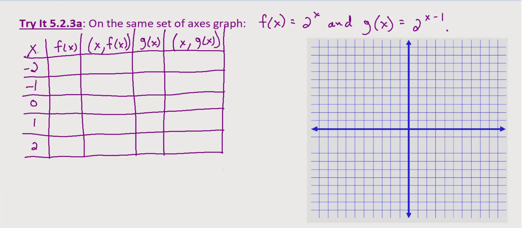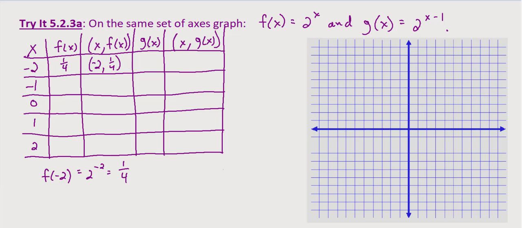So when x equals negative 2, f of negative 2 equals 2 to the negative 2, which equals 1/4. So f of x equals 1/4. F of x would be negative 2, 1/4.